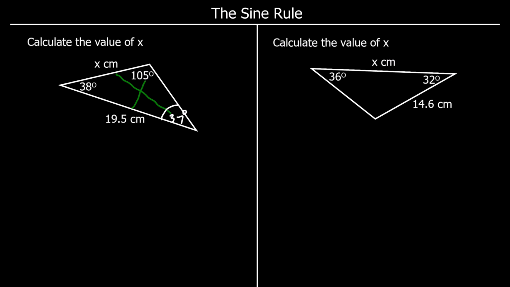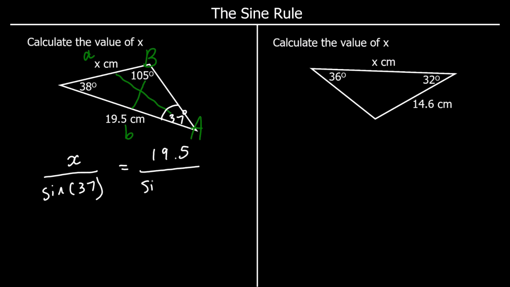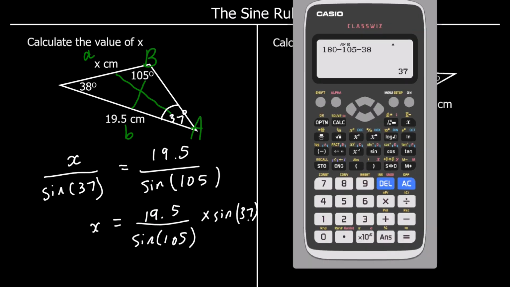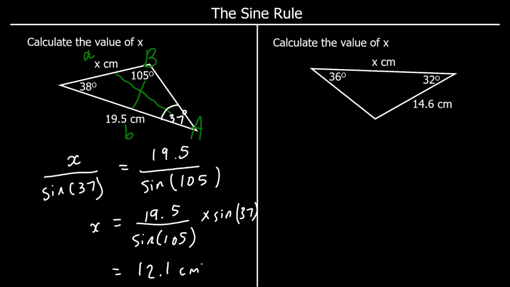So now we have opposites. So let's just label them: big A, little a, big B, little b. Again, we're finding a length, so we're going to have the lengths on top. So it's going to be x over sine 37 equals 19.5 over sine 105. We want x by itself, so times by sine 37. Type it into the calculator. And we get 12.1. So x is 12.1 centimeters.